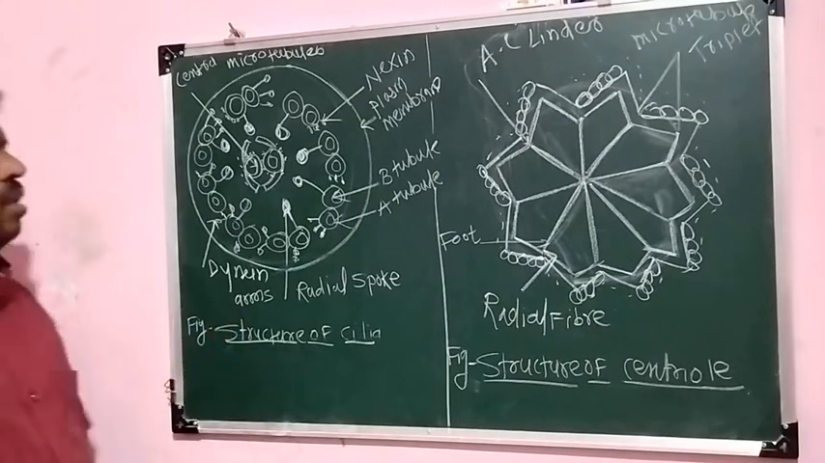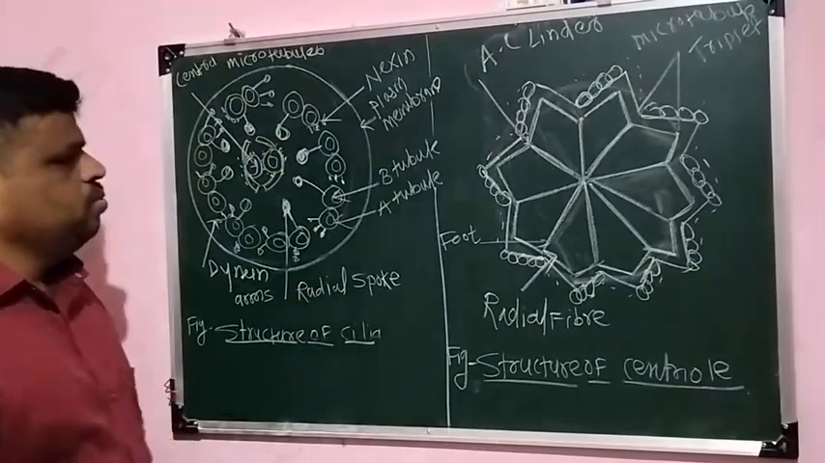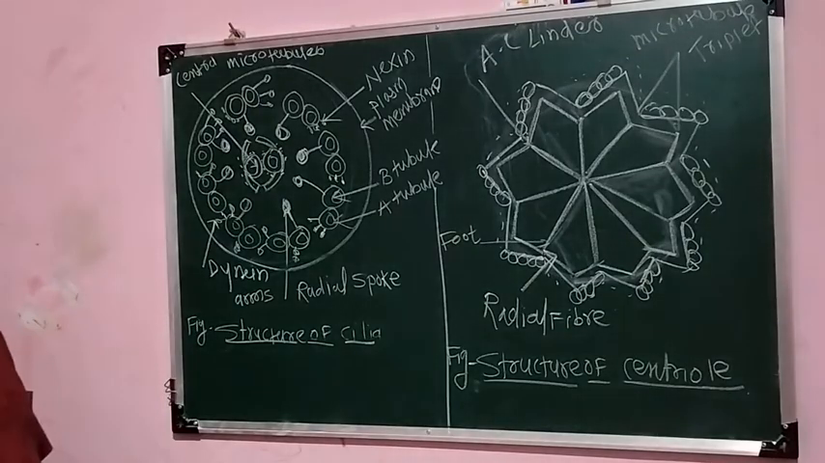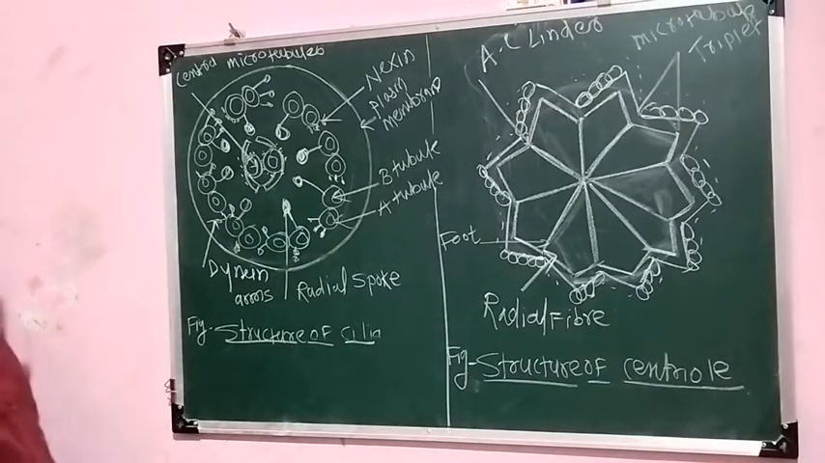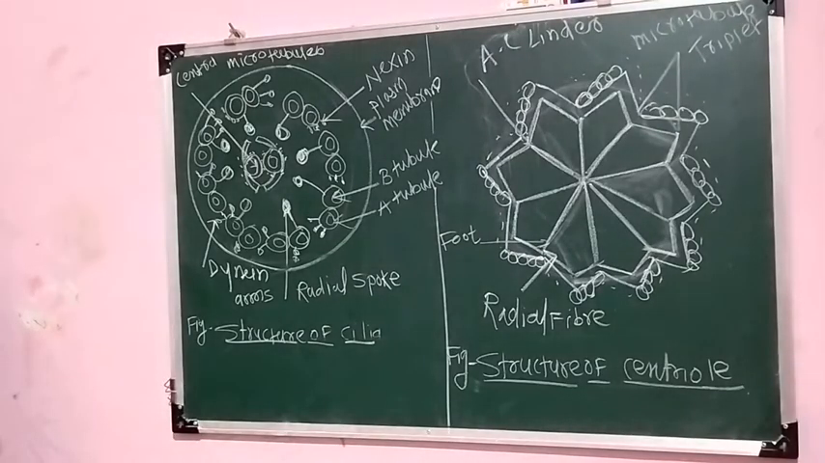Then you can see a structure of a centriole. Before that, you have to study the first point, the cytoskeleton. As I said earlier, the cytoskeleton is a network of fibrils in the cytoplasm. I repeat, it is a network of fibrils in the cytoplasm, and this network consists of microtubules, microfilaments and intermediate filaments.